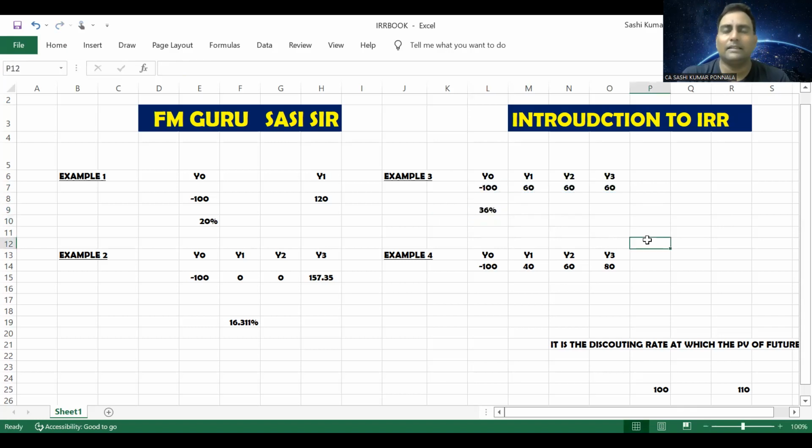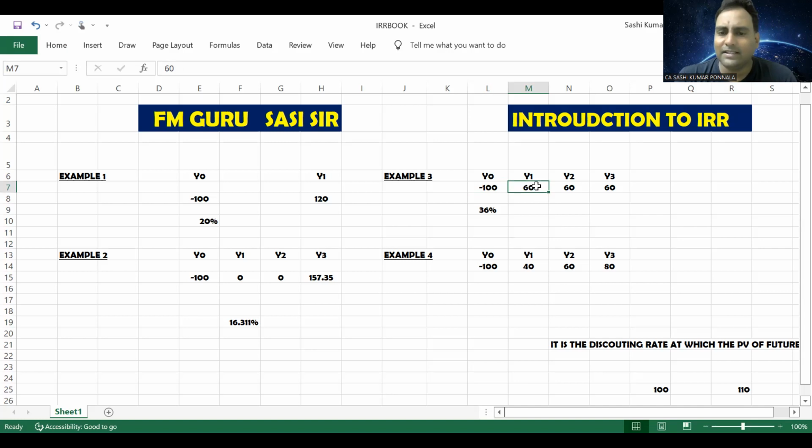How much is it? 36%. So 36% is the annualized rate of return on this investment of rupees 100. Then, what is IRR? IRR is the discounting rate at which the present value of future cash flows is equal to what? 100. Then, point number 2, why is it called IRR?